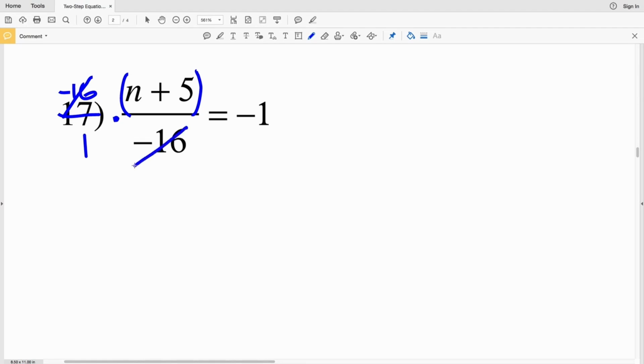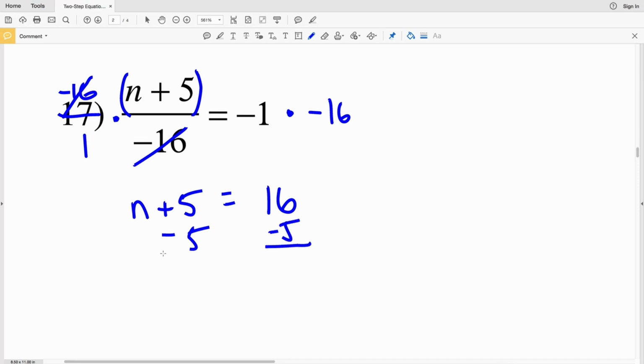Negative 16 divided by negative 16 is 1, so we're going to be left with n plus 5 equal to negative 1 times negative 16, which is a positive 16. Subtract 5 from the n, and then we're going to have to subtract it on the right-hand side too from the 16. We'll be left with n equals 11.